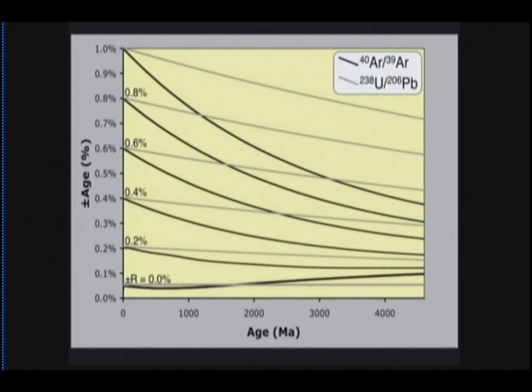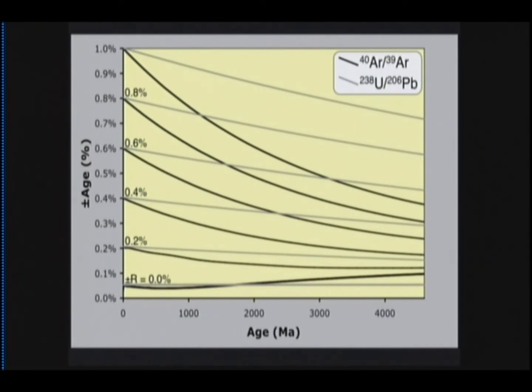And to illustrate that, here is a plot of age and uncertainty in age for various precisions of isotope ratio measurements. So these are the uncertainties in the R values, and the black lines are for argon-argon, and the gray lines are uncertainties in the uranium-238 to lead-206 ratio. So these are more or less equivalent measures of isotope measurement precision.